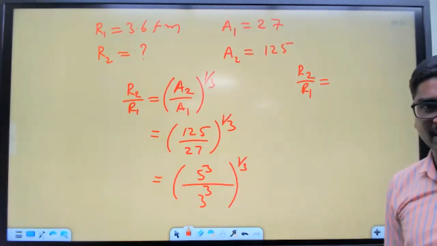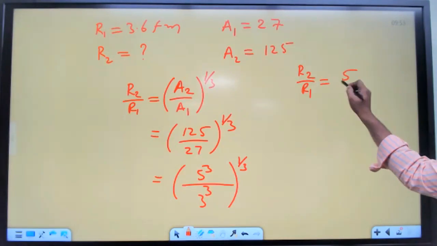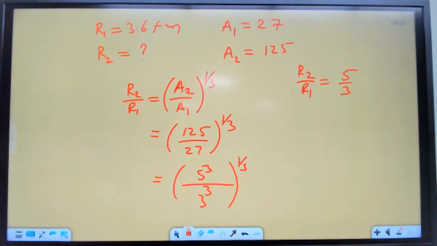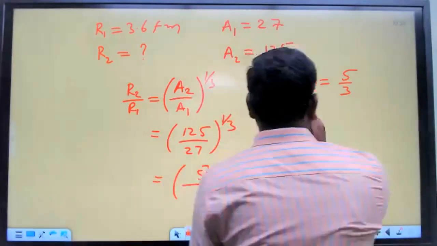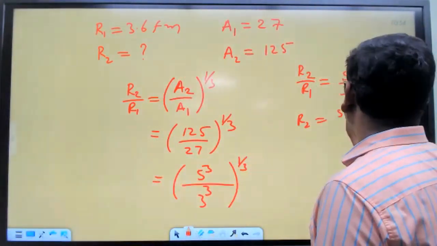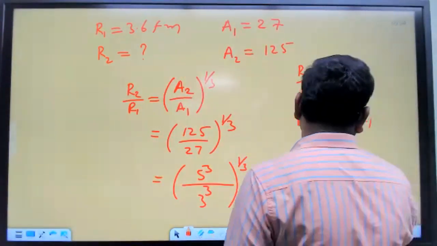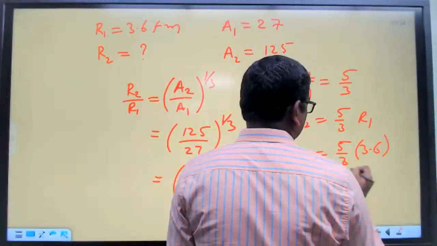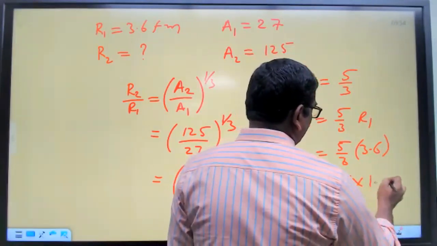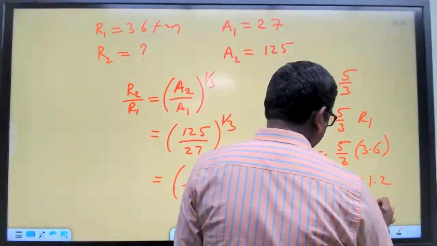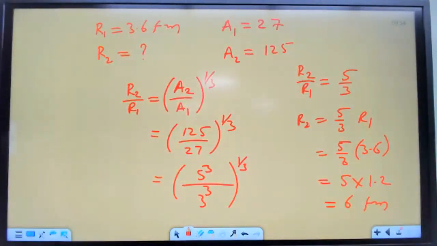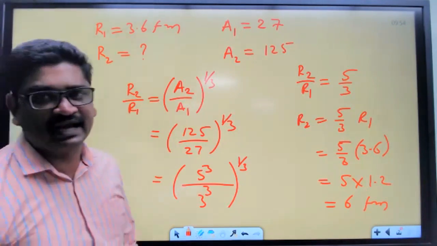So R2 by R1 equals 5 by 3 whole cube, whole power 1 by 3. So cancel it. Then R2 equals 5 by 3 into R1. Substitute R1 value: 5 by 3 into 3.6 is equal to 5 into 1.2, which is 6 Fermi. Fourth option. The radius calculation.